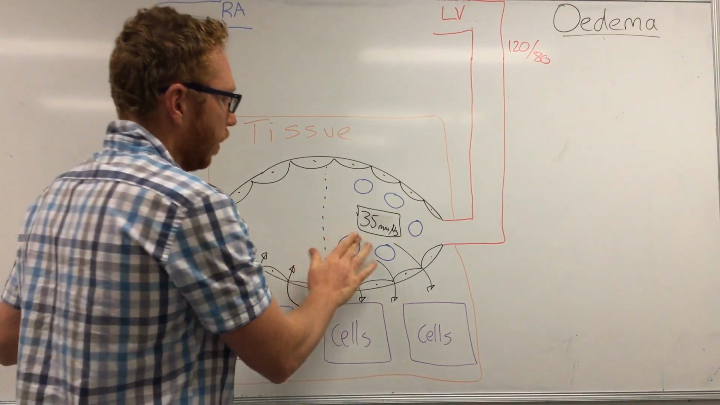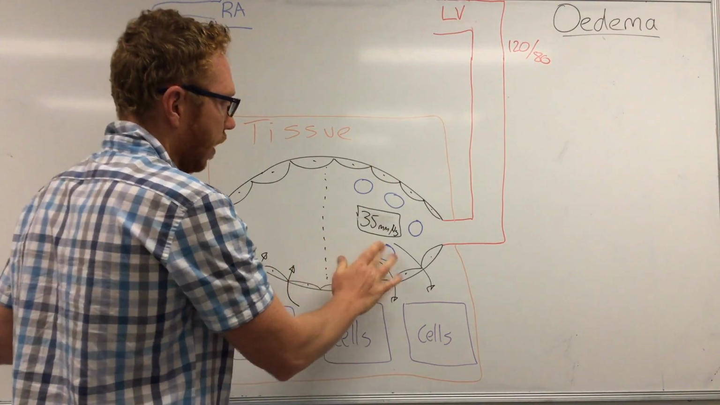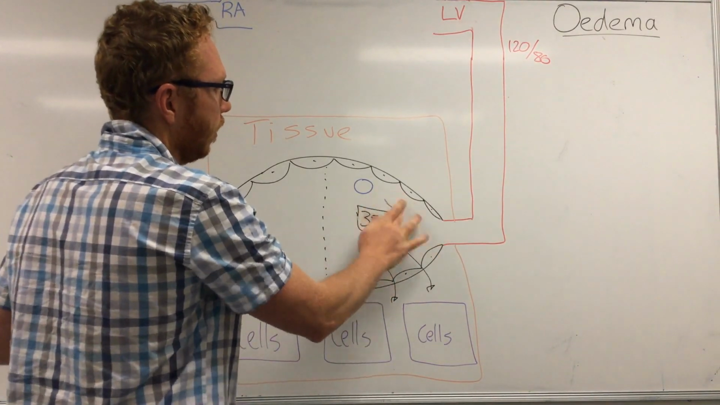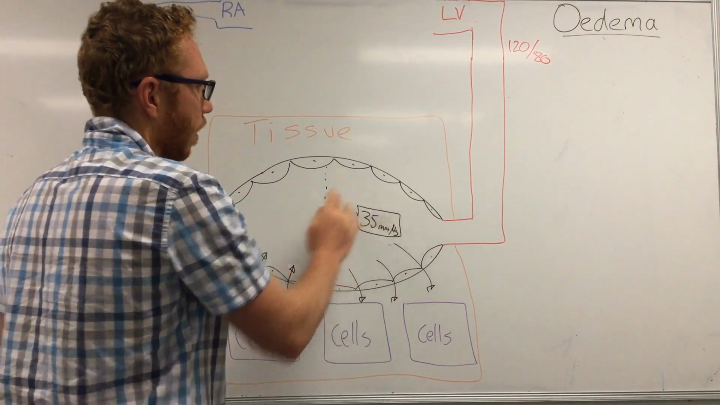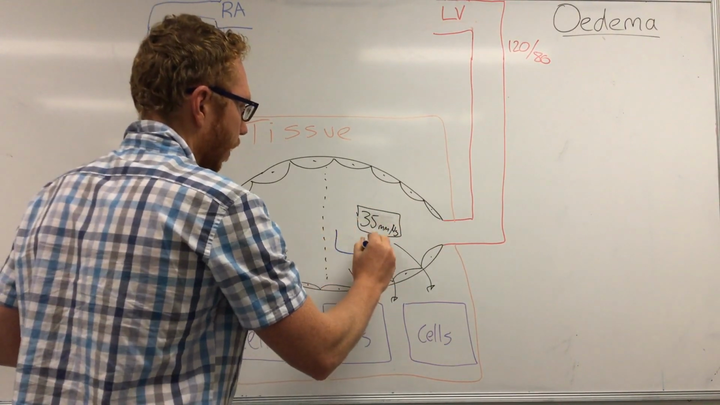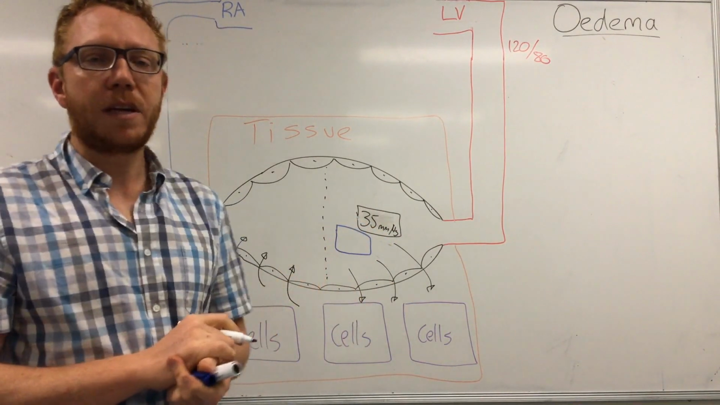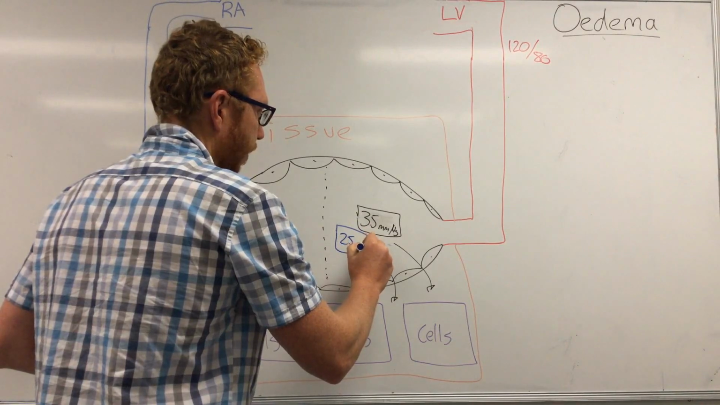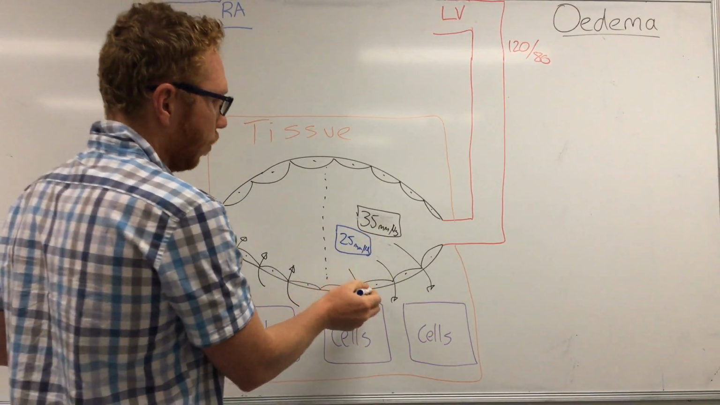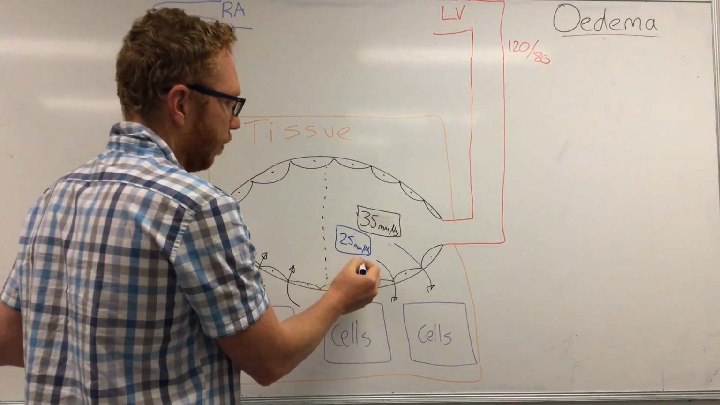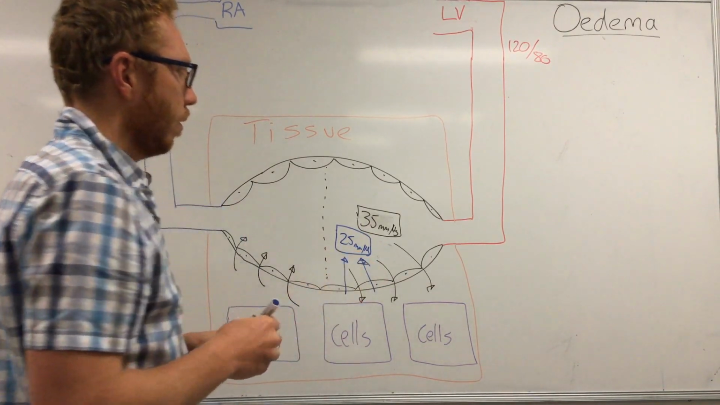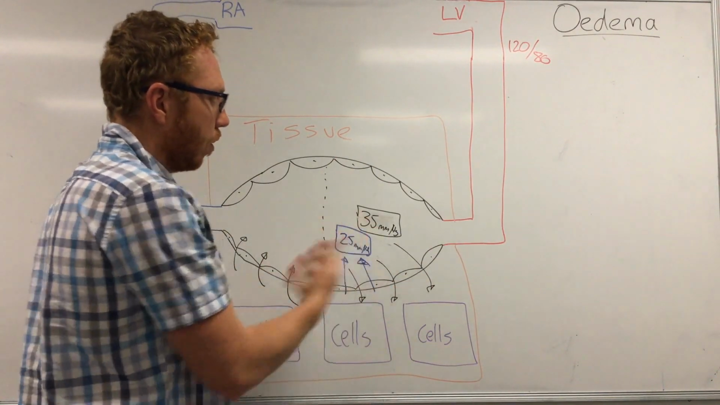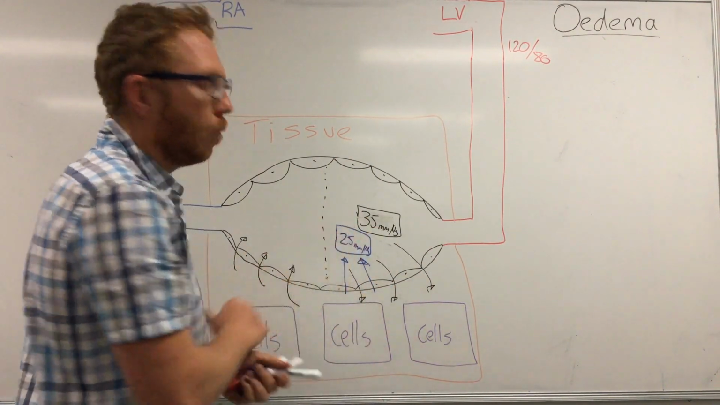Now this is what we call the oncotic force, or the osmotic force. And so I'll do this in another colour, and this is approximately 25 millimeters of mercury. So this is the force that's trying to bring the fluid back in. So you've got a 35 hydrostatic pushing out, you've got a 25 oncotic or osmotic pull back in.